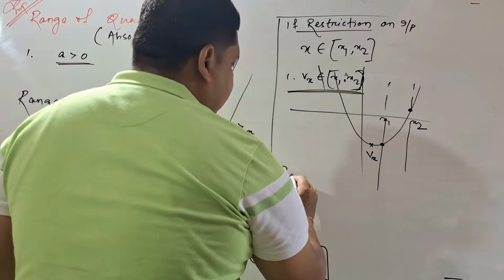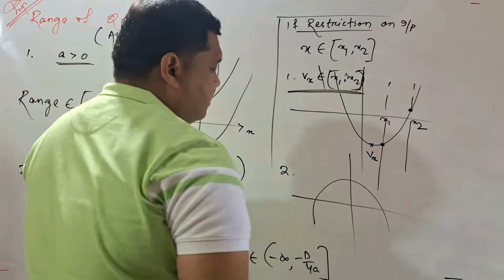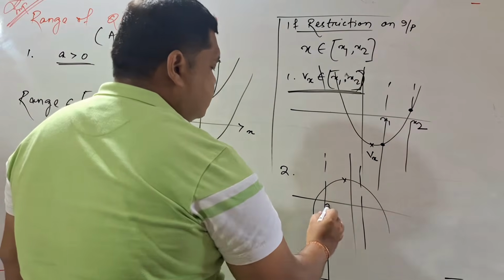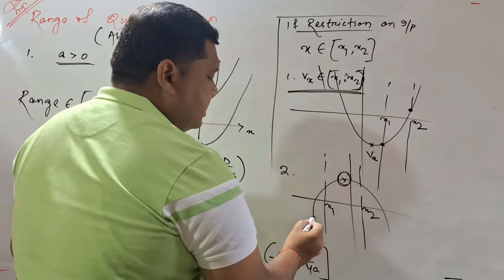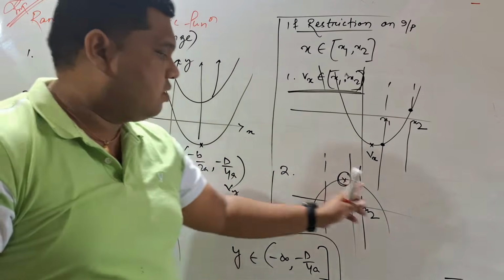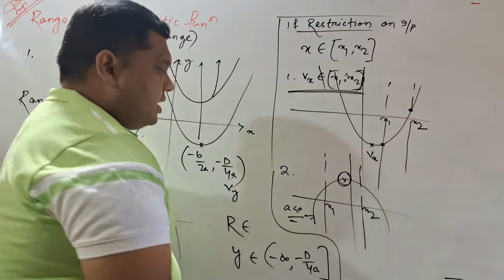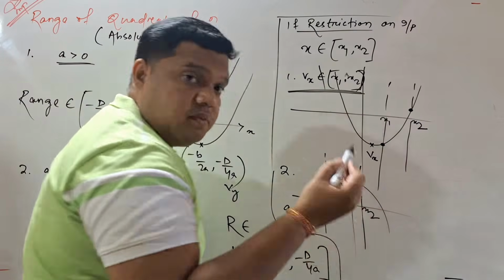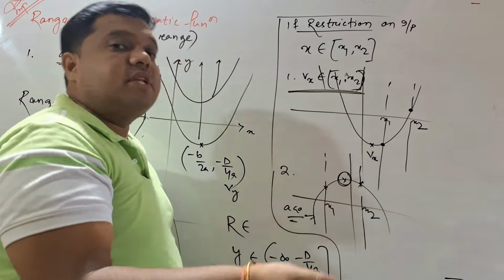Second case, if the vertex lies inside this range. Suppose this is my graph and here the vertex is this one, and this is my range, this is x1 and this is x2. So this will give me the maximum value, because here a is less than 0. A less than 0 means this curve here, this is the maximum point, maximum value. Now how to find the minimum value? Find the value of y at x1, value of y at x2. Whichever is the minimum, that is the minimum value.